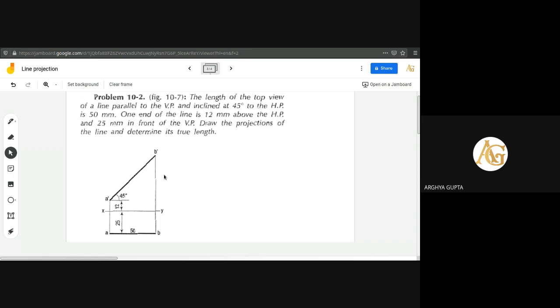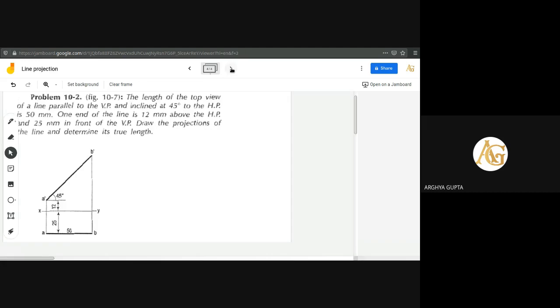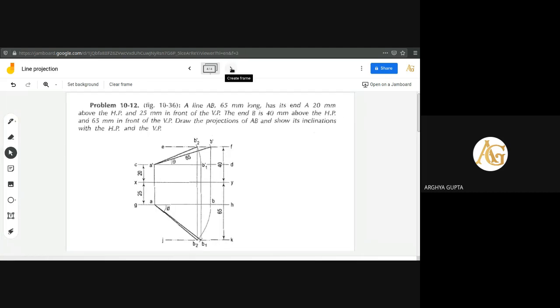So that's how it is drawn. Now the third condition is that the line is inclined to both the planes.